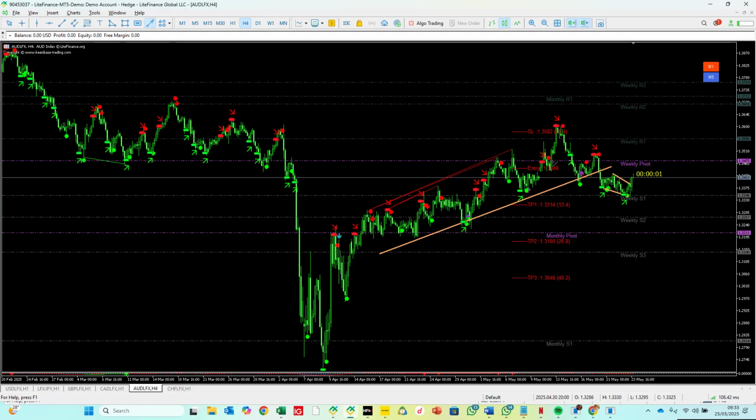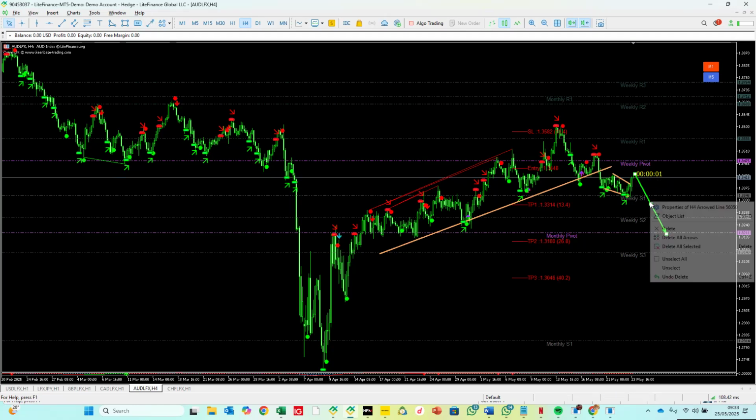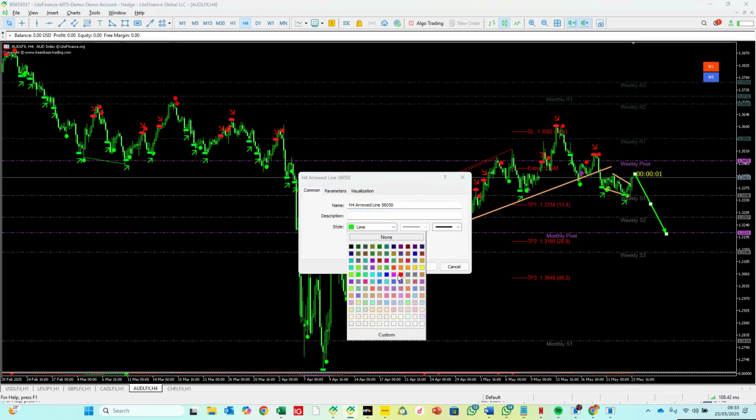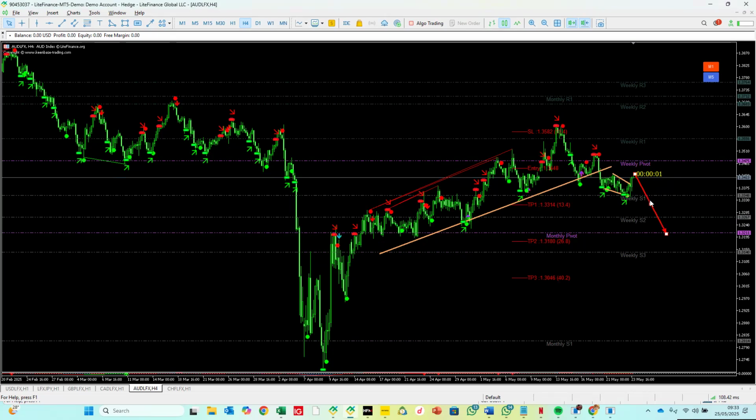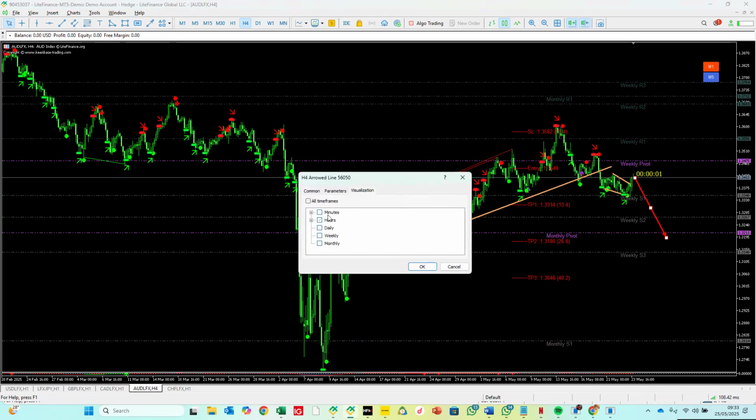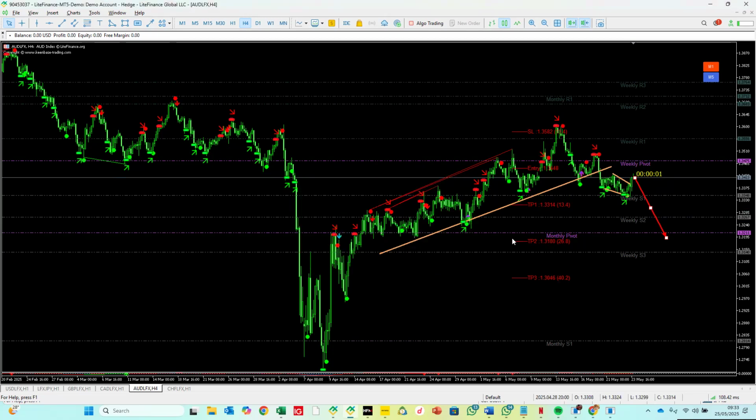So I'm expecting a bearish trend on the odd. Bearish. So since it's bearish, just give it red. So this may most likely just appear on the 4 hours time frame only. Okay. Cool.